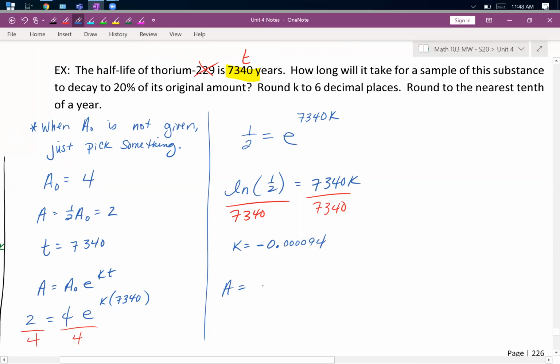Now, they did not give us an original amount, so I can't just automatically put a number in for a sub 0 like I did in the previous example when they said, hey, we're starting with 2, and that's what we're going to use for the whole story. So a equals a sub 0 times e to the negative 0.000094 t power.